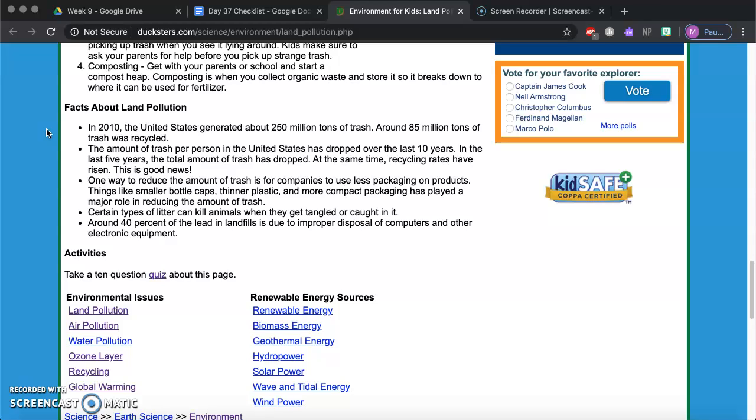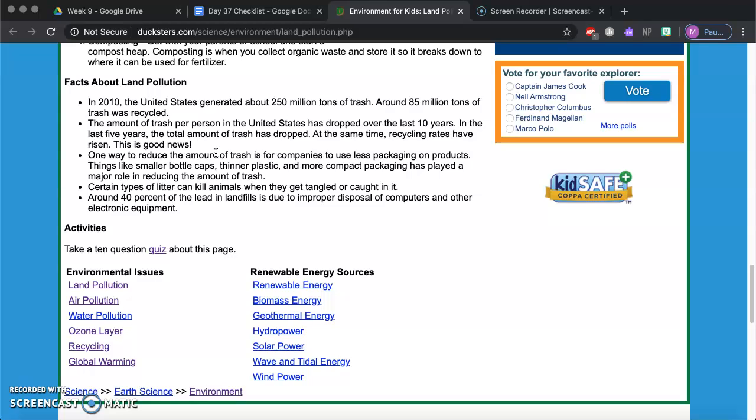One way to reduce the amount of trash is for companies to use less packaging on products. Things like smaller bottle caps, thinner plastic, and more compact packaging has played a major role in reducing the amount of trash. Certain types of litter can kill animals when they get tangled or caught in it. Around 40% of the lead in landfills is due to improper disposal of computers and other electronic equipment.